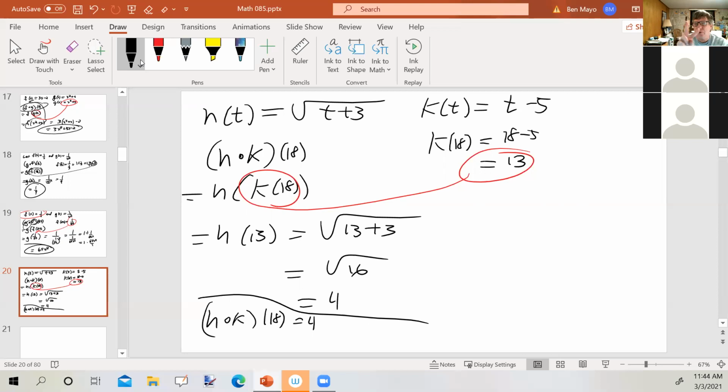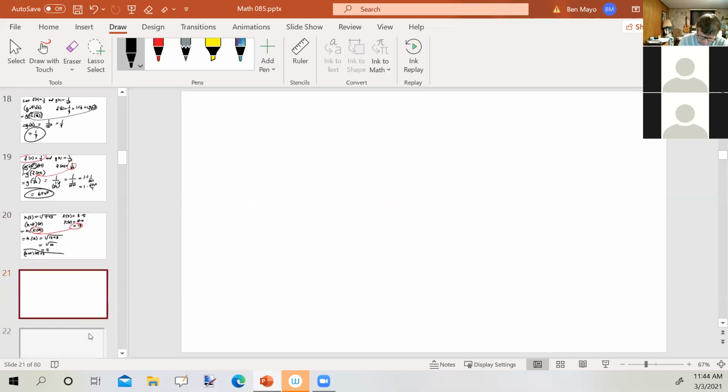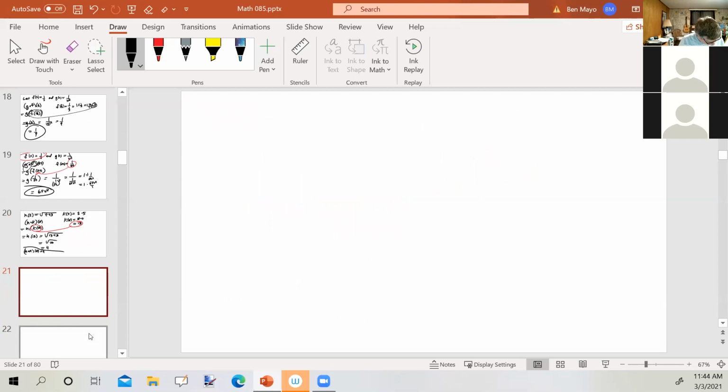All right, so we talk about composition as an operation, just like we've got multiplication, division, addition, subtraction. Multiplication is commutative. You can multiply 3 times 7 and get 21, or 7 times 3 and get 21. Addition is commutative. 7 plus 3 is 10. 3 plus 7 is 10. So then the question is, what about composition? Is composition commutative?